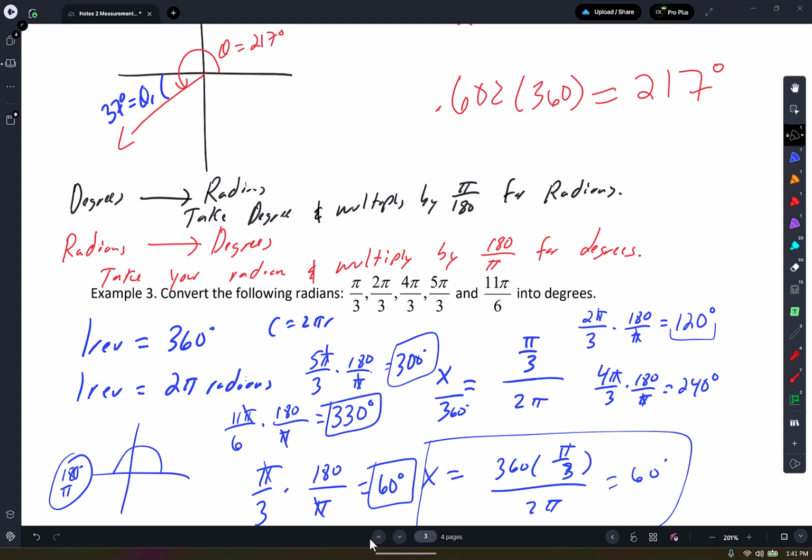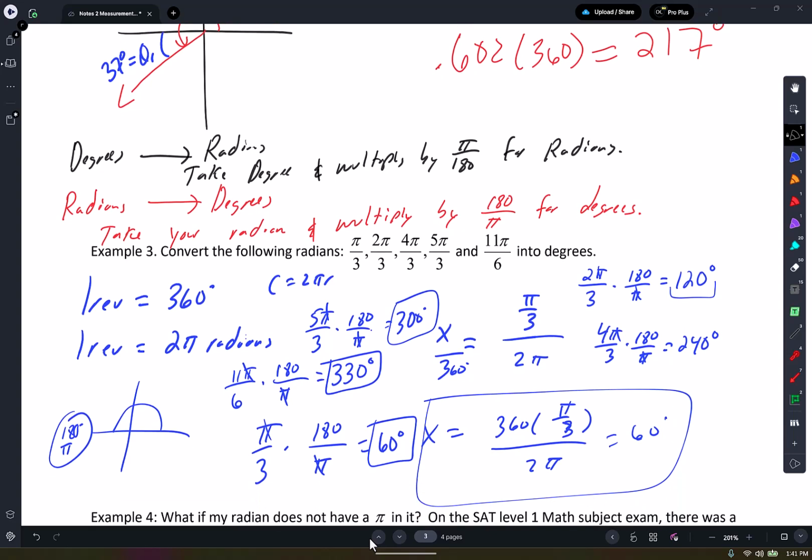If possible, leave the pi alone so you can have it in terms of pi. We'll talk about that as we get more advanced.